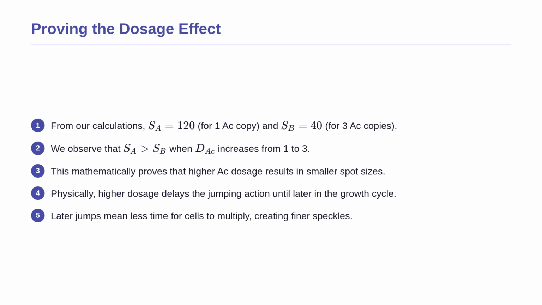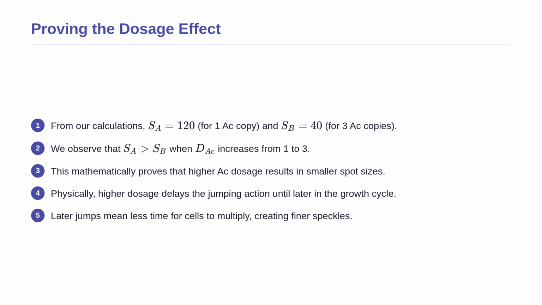This brings us to a formal proof of Barbara McClintock's biological observation. In our first step, we lay out our results. Kernel A yielded a size of 120, while kernel B yielded 40. The mathematical reasoning is clear. As the dosage increased from 1 to 3, the resulting spot size decreased significantly. This mathematically proves the inverse relationship.